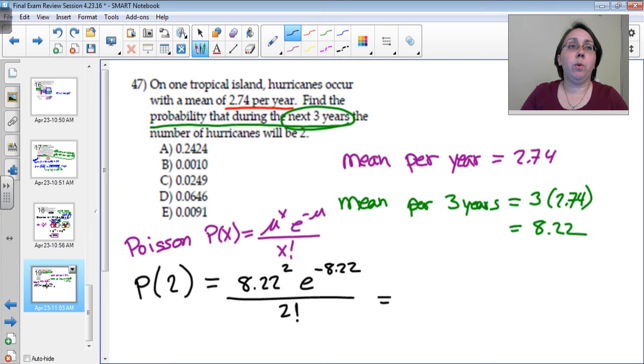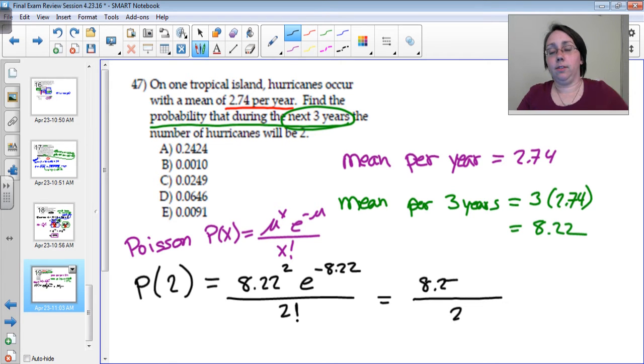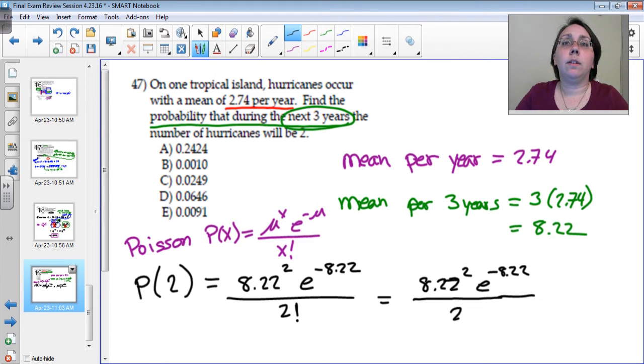There's really only one thing you can simplify here. Anybody have suggestions? 2 factorial. What is 2 factorial? 2. I got 0.009095.